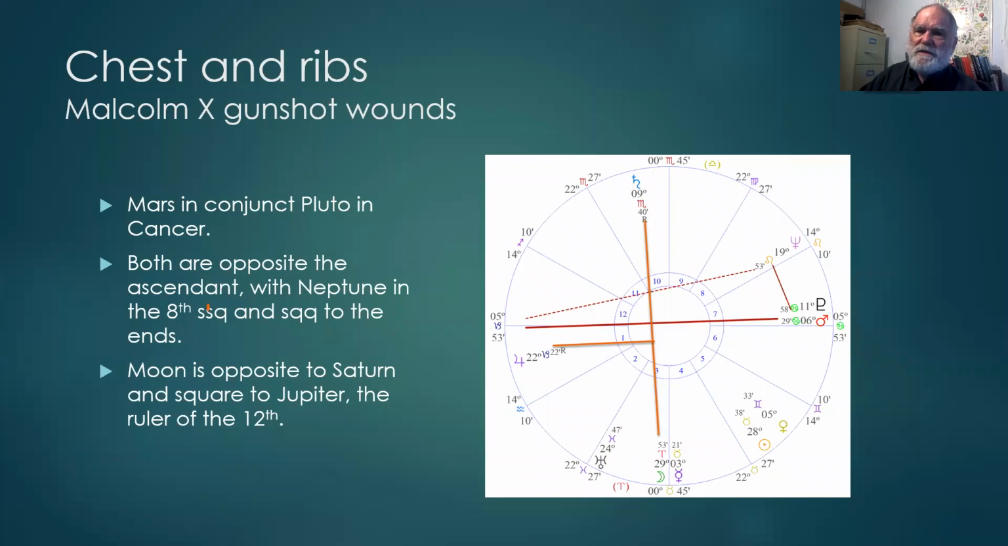Now, in addition, that's Cancer. And then in addition, we have the moon reflexing back into Cancer, and the moon is opposite Saturn and square to Jupiter. Moon opposite Saturn. So this is a tremendous amount of discord coming here into Cancer, and the outcome there was being shot there.